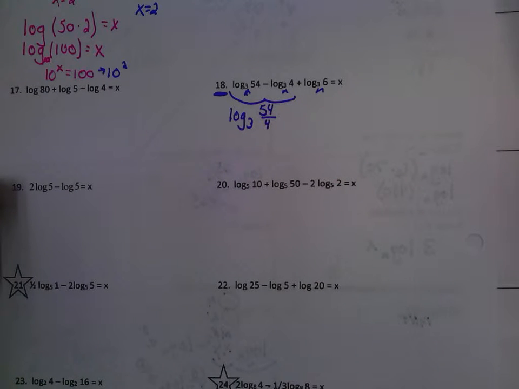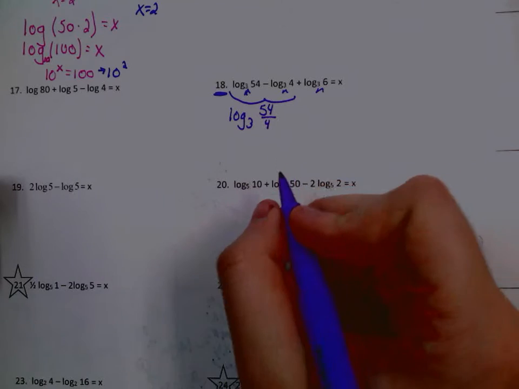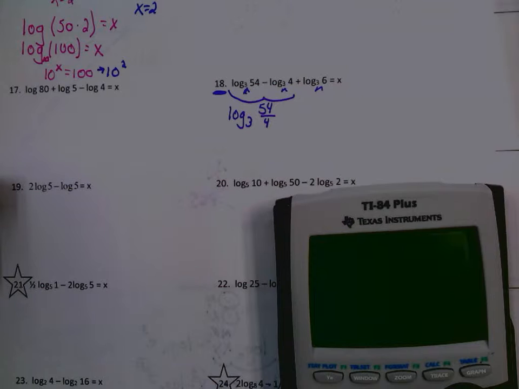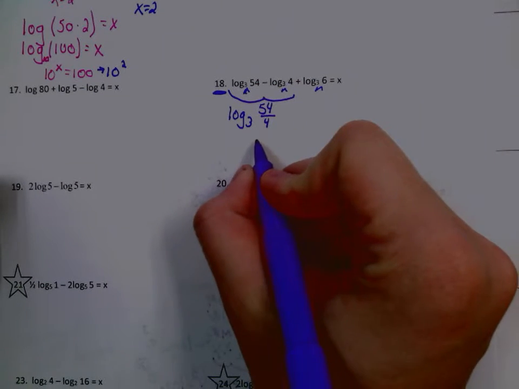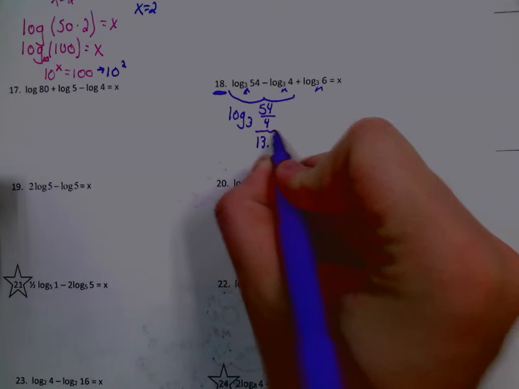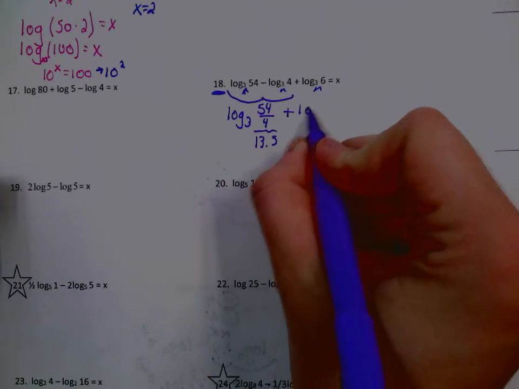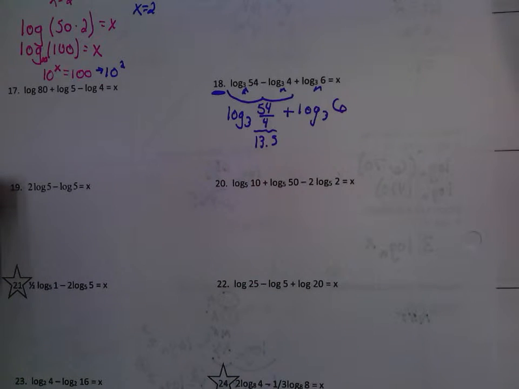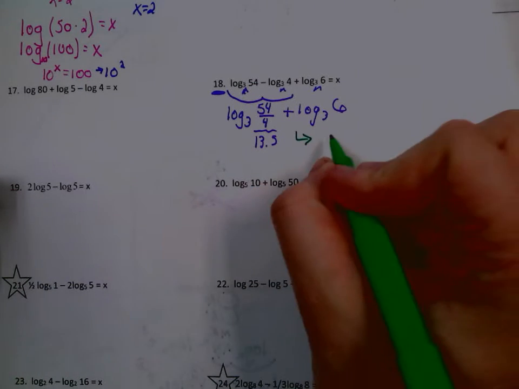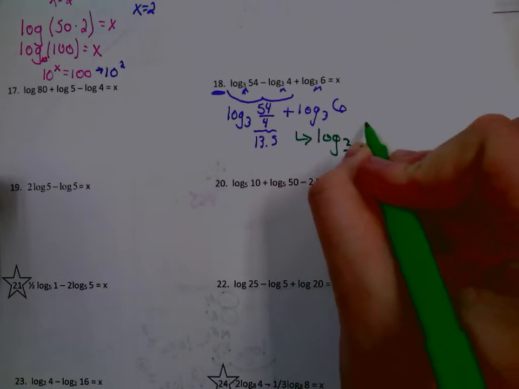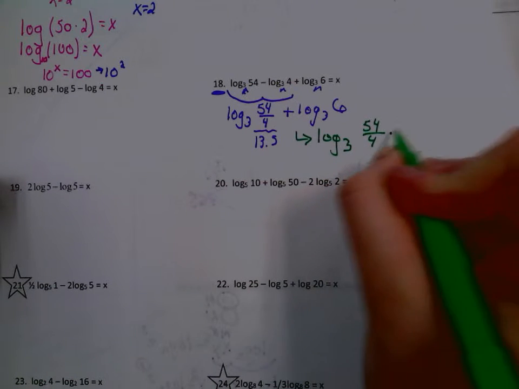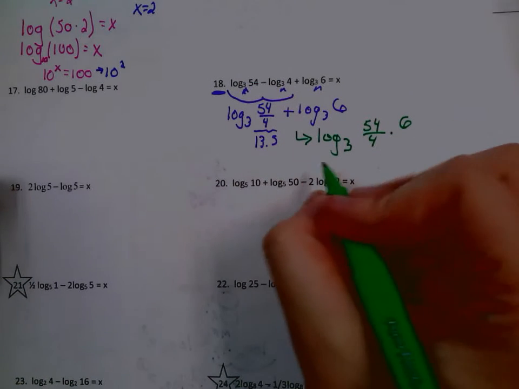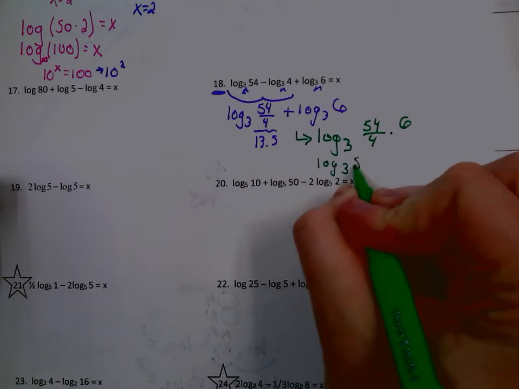When I'm looking at 54 divided by 4, you can either simplify that right now. If I go ahead and do 54 divided by 4, that gives me 13.5. If you want to make that 13.5, you can. Or you can just leave it in fraction form and get that log base 3 of 6. Since this is addition, this becomes multiplication. So log base 3 of 54 divided by 4 times 6. If you go ahead and multiply that by 6, you should get log base 3 of 81.